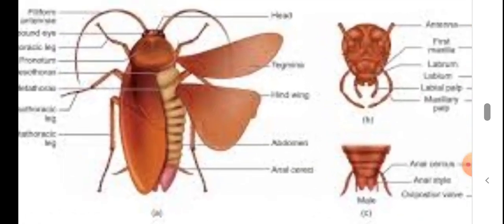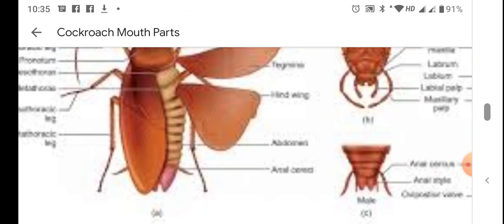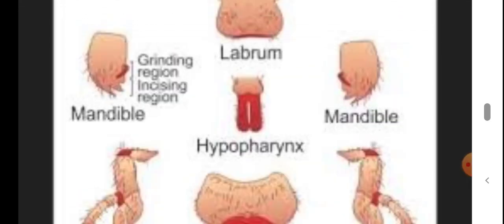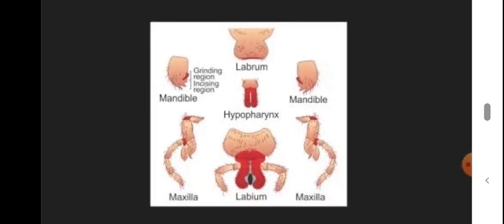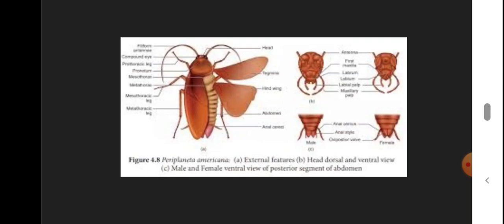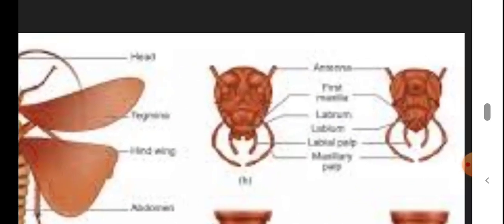So this is the image of a cockroach. This is the head region. Okay, this is the head region of the cockroach, and it is from this part that you have to take each mouth part by plucking off.